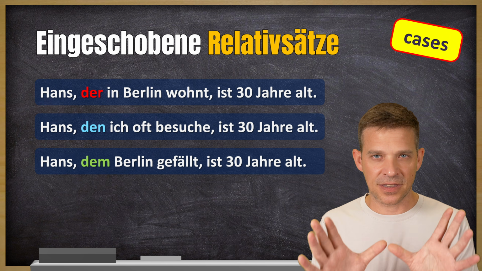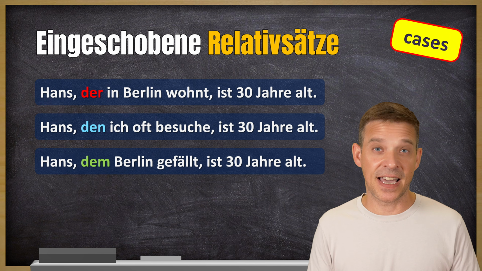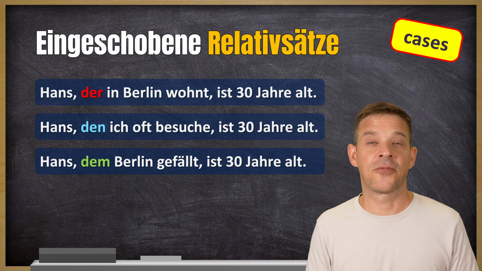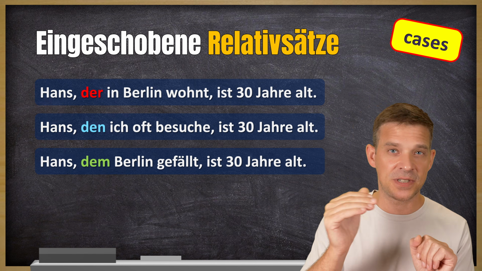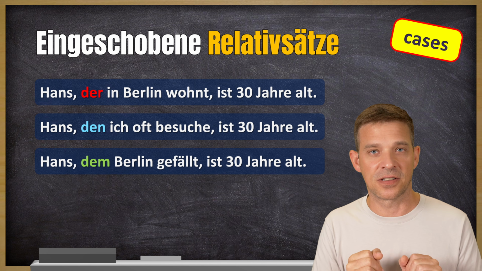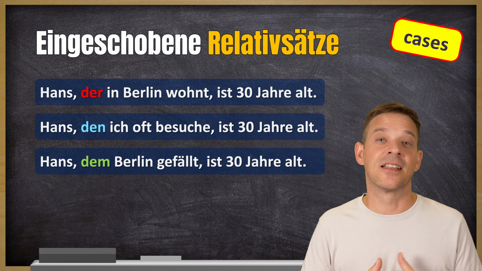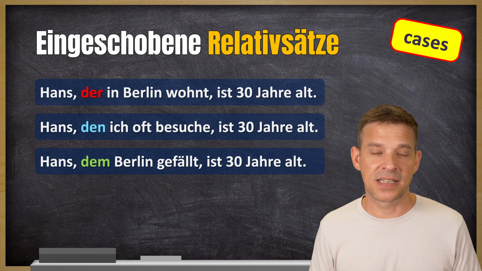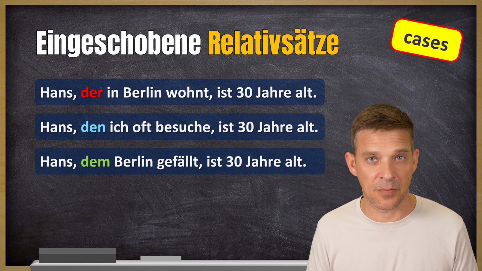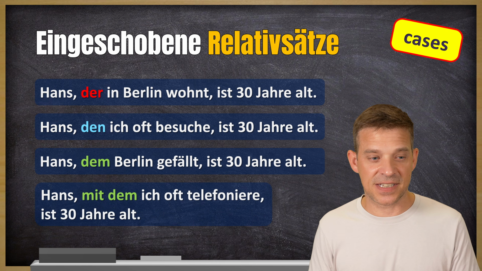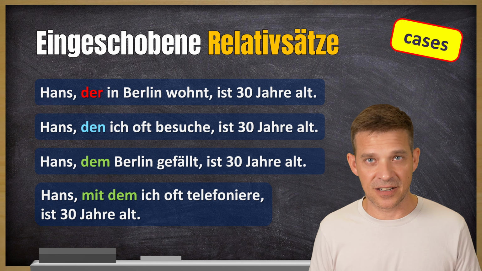Here, again, we'll only look at the relative clause, dem Berlin gefällt. Gefallen is a dative verb and is one of those special verbs which do actually change the subject and the object. So the person becomes the object and the thing, here the city Berlin, becomes the subject. So Berlin is the Subjekt and the person, dem is in Dativ, is the object in dative case because gefallen is ein Dativverb. And another dative Satz, Hans, mit dem ich oft telefoniere, ist 30 Jahre alt.